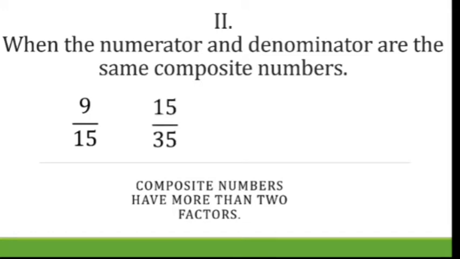15 over 35. So, 15 and 35 are also composite numbers. Next, 12 over 21 and 6 over 24.